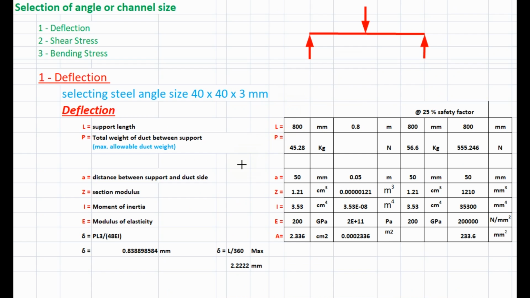The formula given in SMACNA is a little bit complicated, so to make it simpler and safer, we consider it as a point load at center. Then when we apply these values in this formula, the deflection in this angle, due to this duct weight, is 0.83 millimeter, and the allowable maximum deflection for this angle length is 2.22 millimeter. So as per deflection, this angle is safe to use for this duct support.